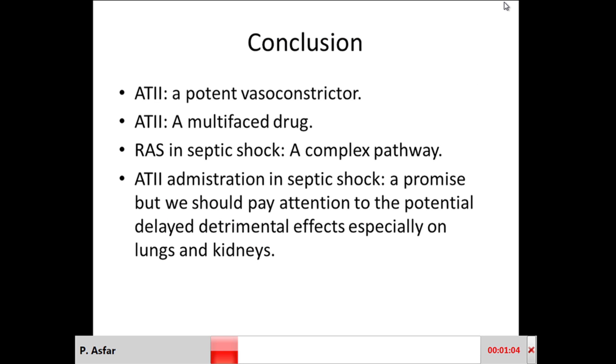So to conclude, we do not deny that angiotensin II is a potent vasoconstrictor. However, angiotensin II is a multifaceted drug, and the renin-angiotensin system in septic shock has a very complex pathway. Administration of angiotensin II in septic shock is a promising drug, but we should pay a lot of attention to the potential delayed detrimental effect, especially on lungs and kidneys.